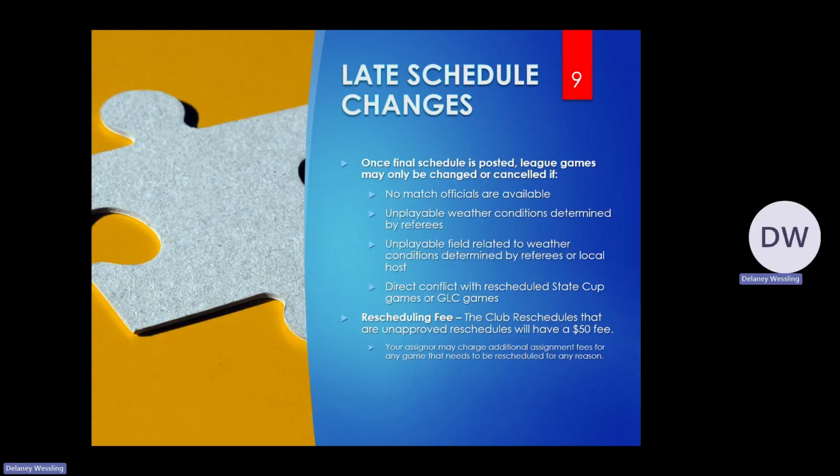Now to take a closer look at reschedules and game changes for after the final schedule has been posted. There are some reasons why league games might be canceled, such as no match officials are available. We will reach out and let you know before if that is the case. Others would be weather conditions that lead to unplayable fields, which can be determined by the referees, the venues, and whatnot. And again, all reschedules must go through the approved reschedule forms, which are the Raynow and club reschedule forms that are in Gotsport. We will be sending out those resources closer to the start of the season.